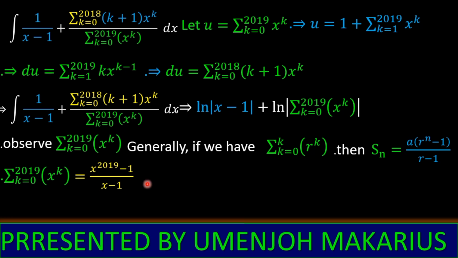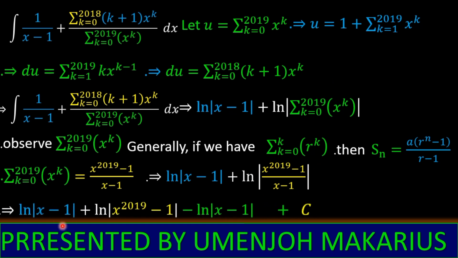That therefore implies, guys, this series is equal to this, right? We can come back into this natural logarithm and substitute. If we do that, we are going to have just the natural log of the absolute value of x minus 1 plus the natural log of what we have. But guys, you can split this again. We can simply split it, and we are going to have the natural log of the absolute value of x minus 1 plus the natural log of x raised to the power 2019 minus 1 minus the natural log of the absolute value of x minus 1, since we are applying the quotient rule of the natural log function.